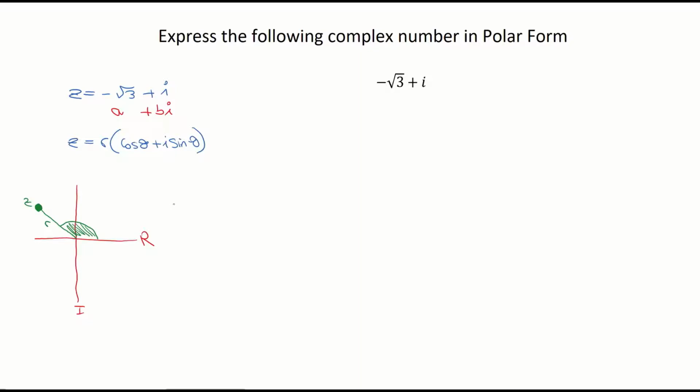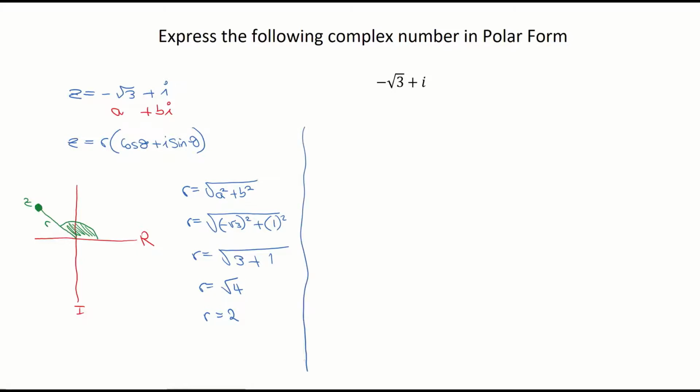So in order to find r, we're using our modulus formula, which is the square root of a squared plus b squared. So r is equal to the square root of negative root 3, all squared. Just put that in brackets if you're using your calculator, just to make sure that it squares the negative. So r is equal to the square root of 3 plus 1, which is root 4, and the square root of 4 is 2. So put simply, the radius or the modulus of this complex number is 2.